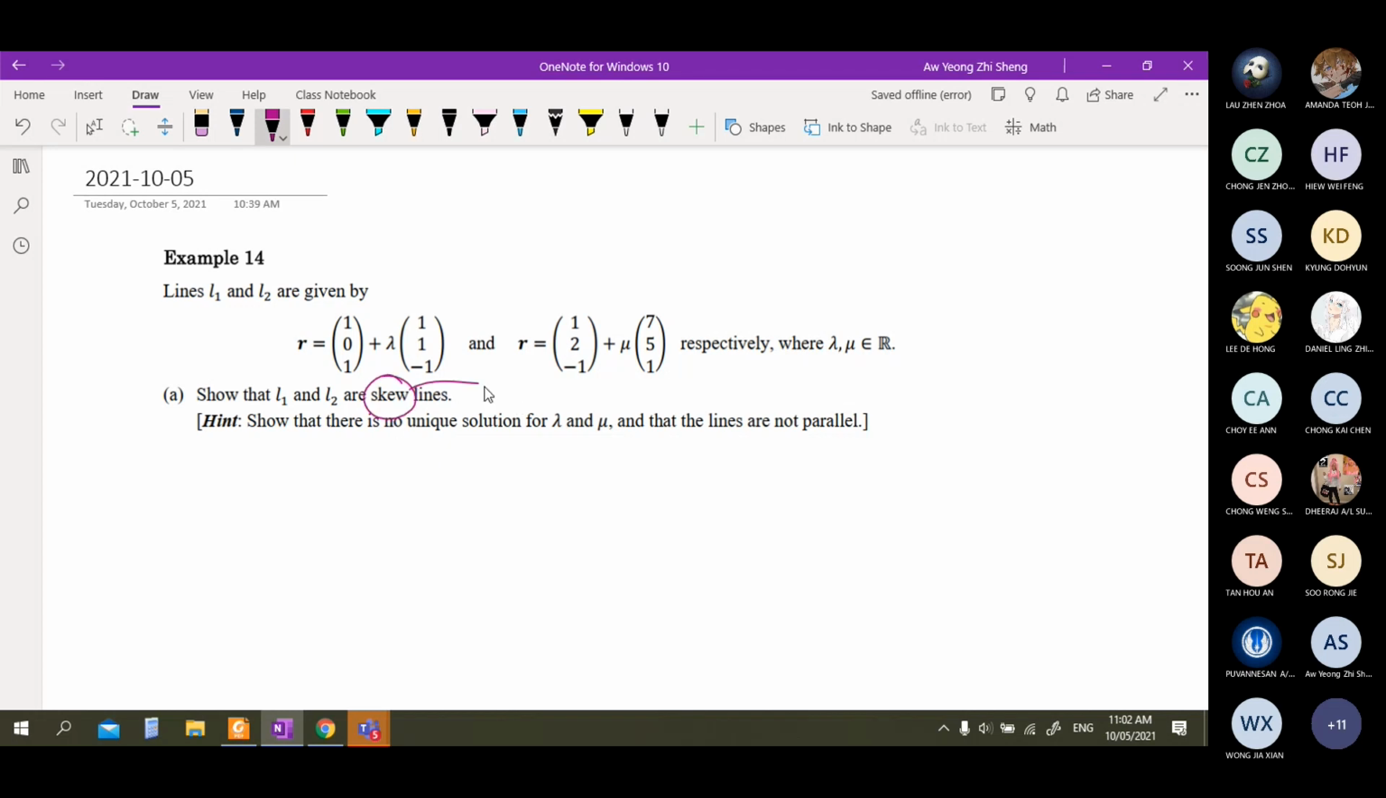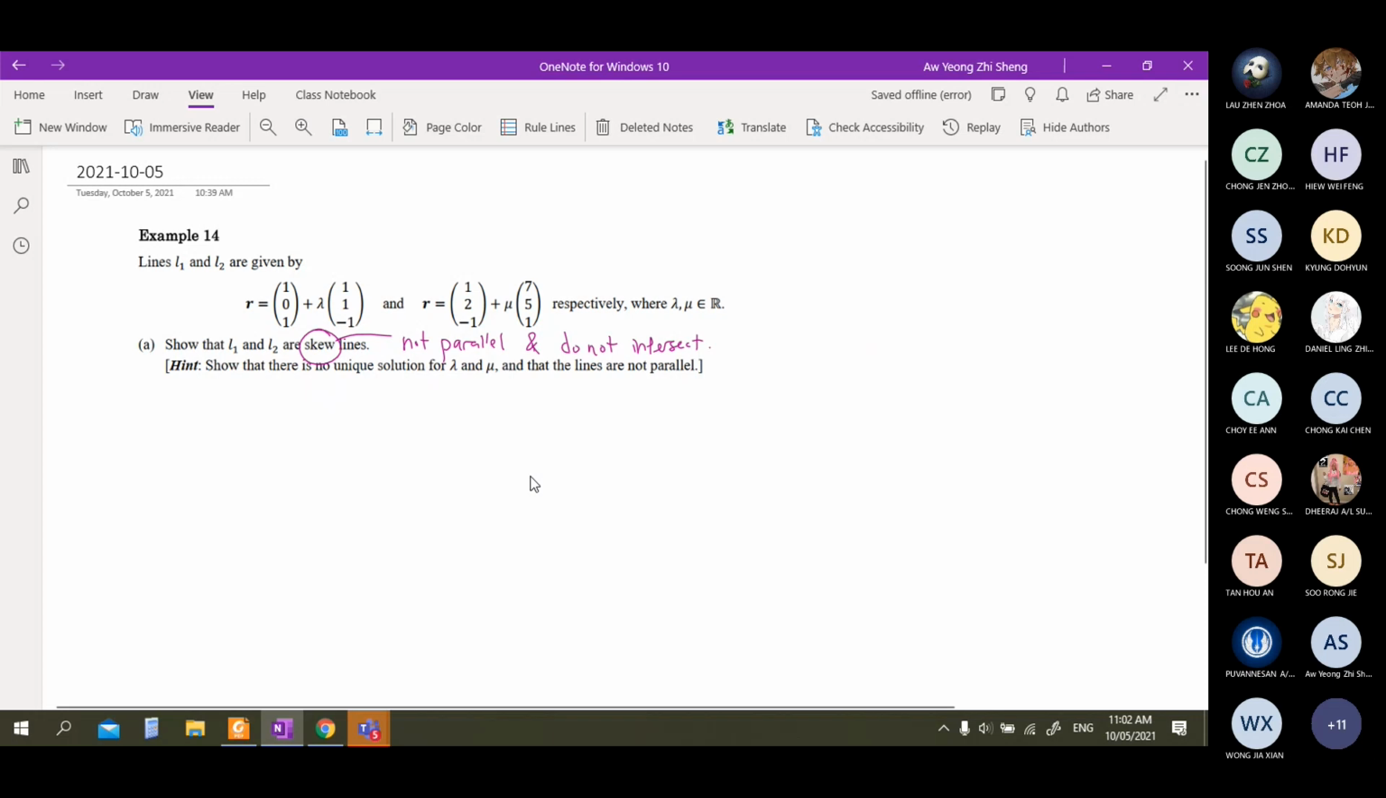Skew lines means not parallel and do not intersect. But earlier in example 11, on page 15, we have done before how to show that two lines are not parallel. No, I think it's not exactly that thing. Okay, maybe let me go back to example 11 for a while.